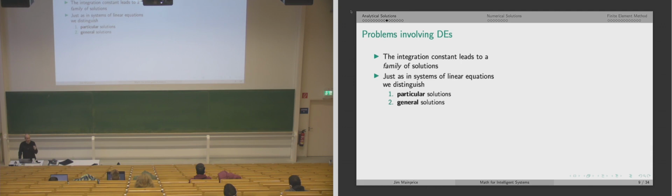It's the same concept that we had when we were talking about systems of linear equations. Remember, we found the particular solution, and then we found the general solution by finding basically all the linear combinations of the particular solutions. This would be the general solution. It's the one that includes all the possible solutions. And here, the family of solutions that we had came from the integration constant.